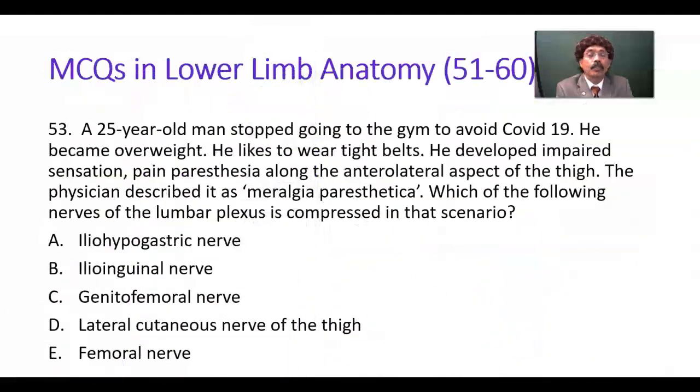Question number 53. A 25-year-old man stopped going to the gym to avoid COVID-19. He became overweight because he doesn't go to the gym, doesn't do physical activity, doesn't go out, doesn't take part in sports due to COVID-19. He likes to wear tight belts. That is his hobby and his fashion. He developed impaired sensation, pain, paresthesia.